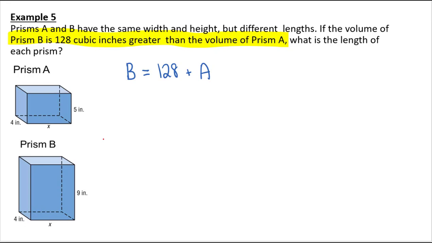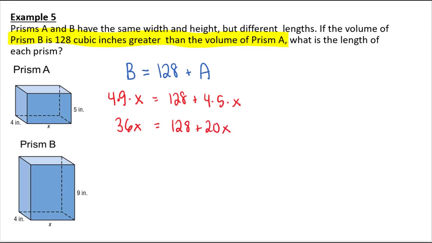So let's look at what a formula for B could be. 4 times x times 9. So 4 times 9 times x, and 128 plus 4 times 5 times x. So 36x is equal to 128 plus 20x. And subtracting, I get 16x is equal to 128. x, in this case, is equal to 8.